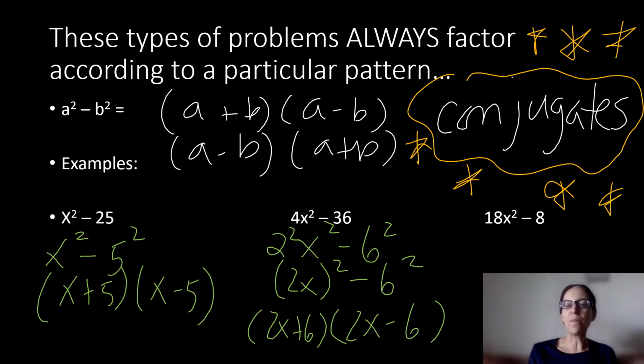18 and 8 are both even numbers, so I know that there is at least a common factor of 2. If there's a bigger one, I always want to get the biggest one, hence the greatest part of greatest common factor.